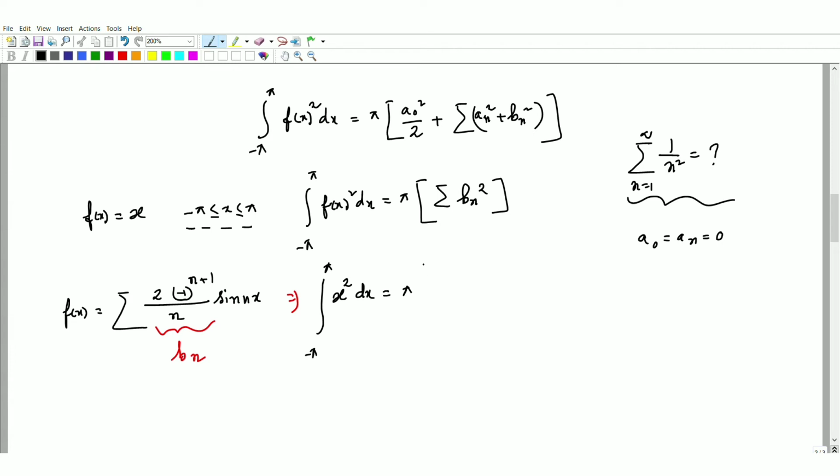So inside the summation we have to write bn square. We know the bn value, so we simply take the square of that value, minus 1 to the power n plus 1 divided by n, whole square. Okay, and that is the only component we have to write.